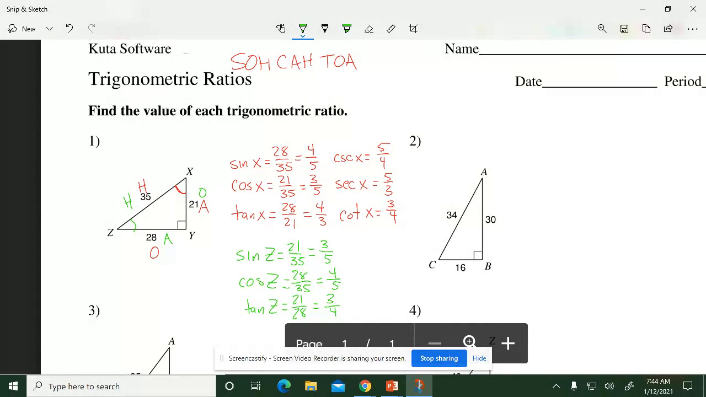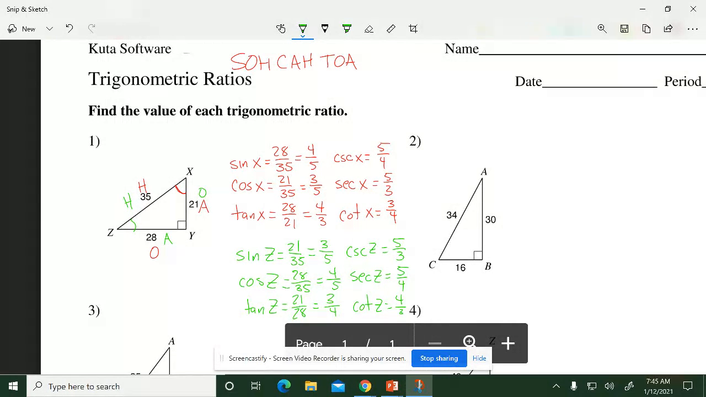And then again, you just flip these to get your secant, cosecant, and cotangent. And make sure you write the correct letter. I'm sorry about that. This is of Z. Secant of Z is 5 over 4. And cotangent of Z is 4 over 3.